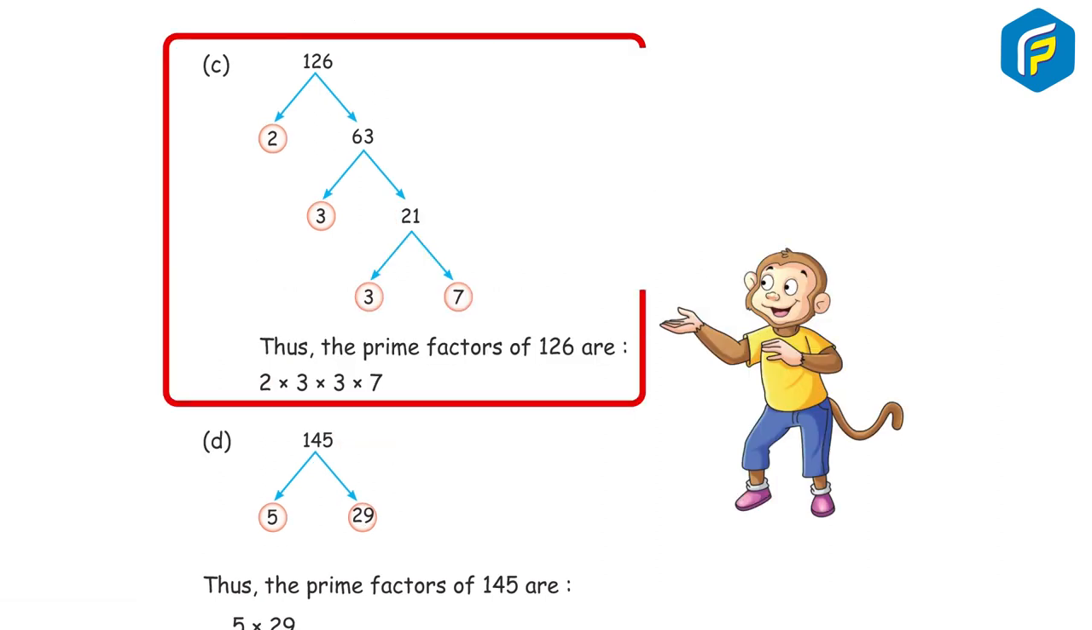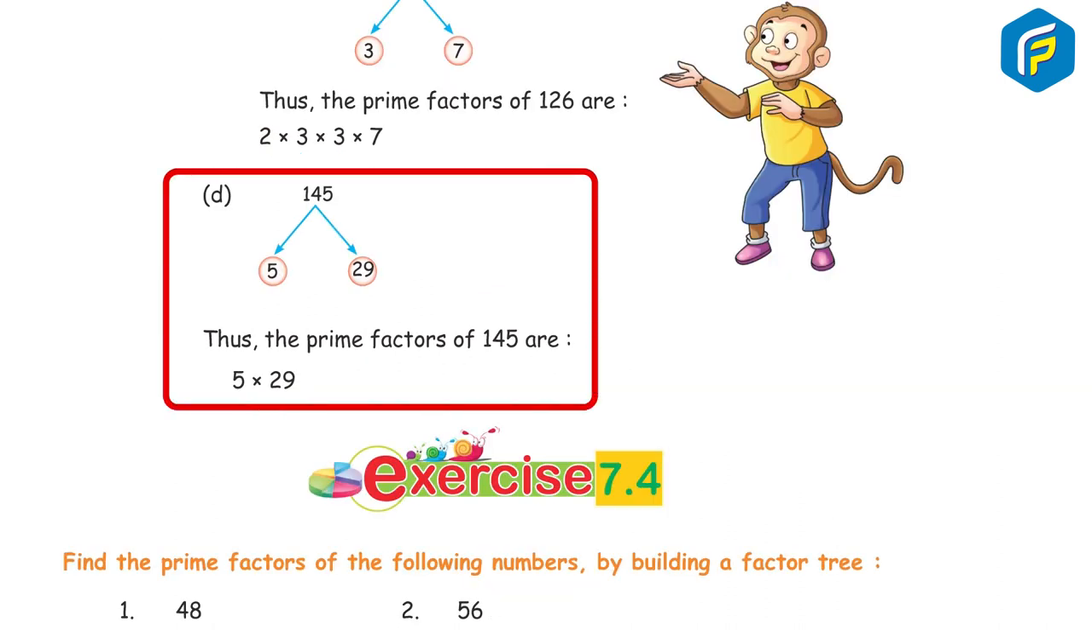C. 126: 2, 63; 3, 21; 3, 7. Thus the prime factors of 126 are 2 into 3 into 3 into 7. D. 145: 5, 29. Thus the prime factors of 145 are 5 into 29.